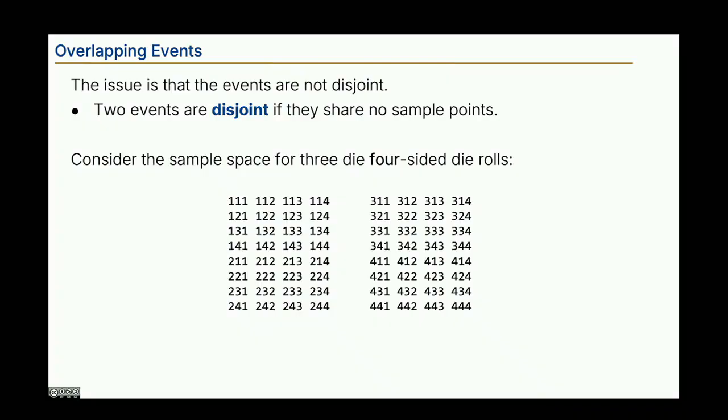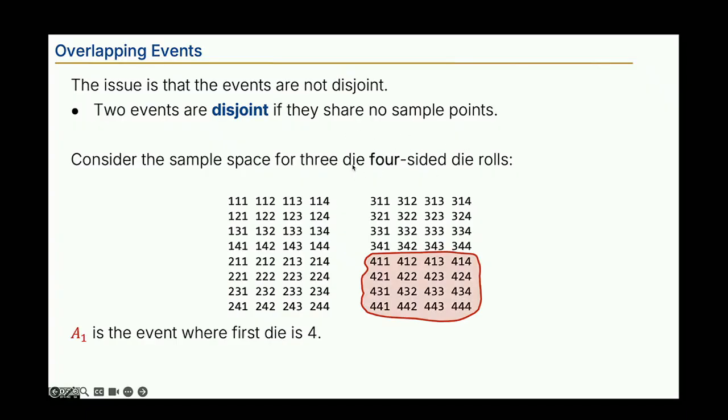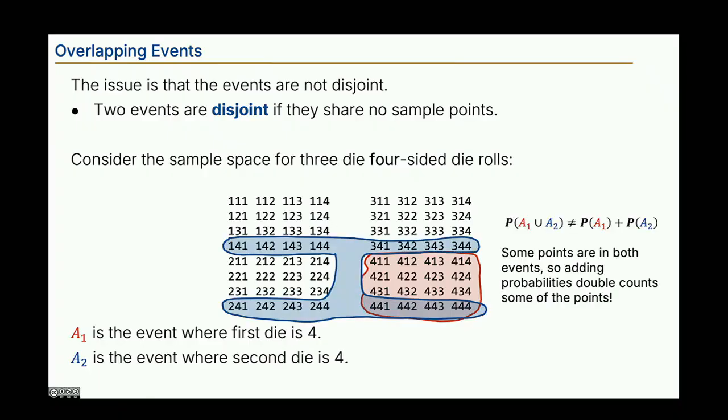There's overlap. This is the sample space for 3 4-sided die rolls. A1 is the event where the first die is 4. Okay. A2 is the event where the second die is 4. And here we notice that some of the outcomes are in both events. Right? An event is just a subset of the sample space.